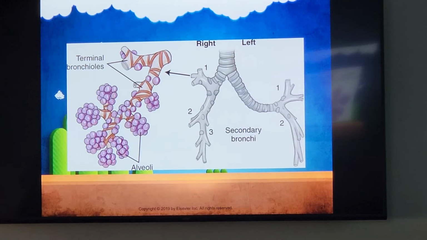And then there's kind of what I was talking about a little bit there as well. Same concept. They kind of look like grapes. They do look like grapes.